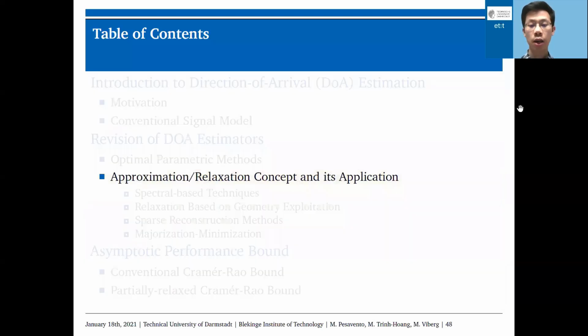So first, we are going to quickly revise the concept of approximation and relaxation. Then we are going to look more closely into the conventional spectral-based DOA estimators.